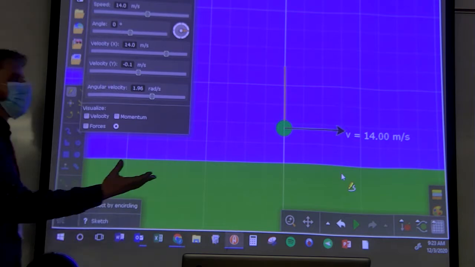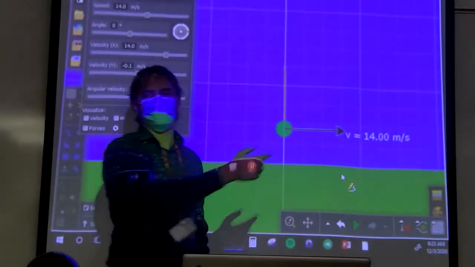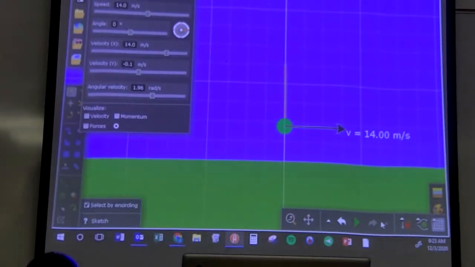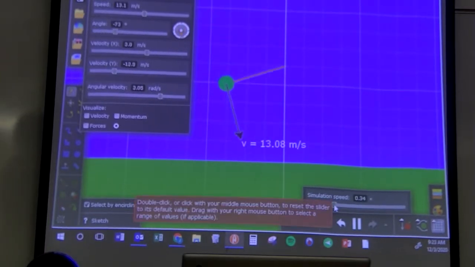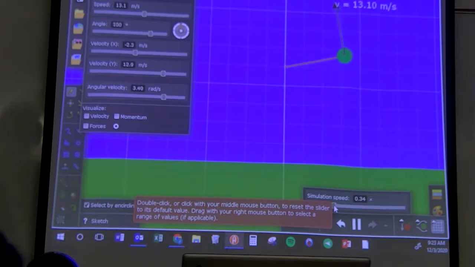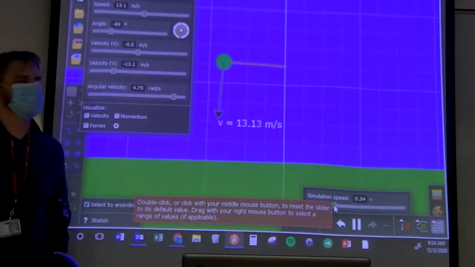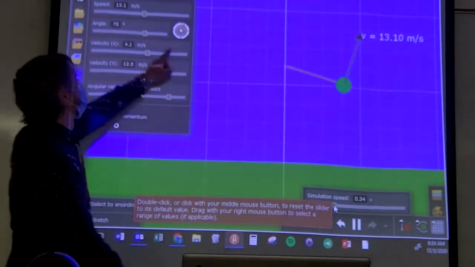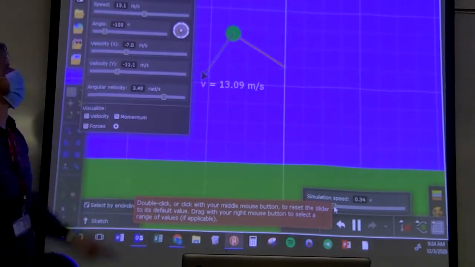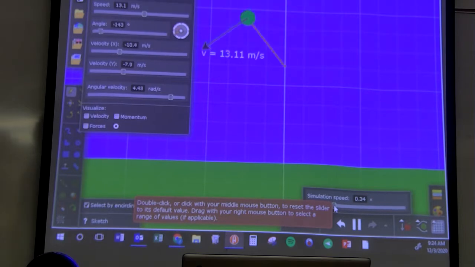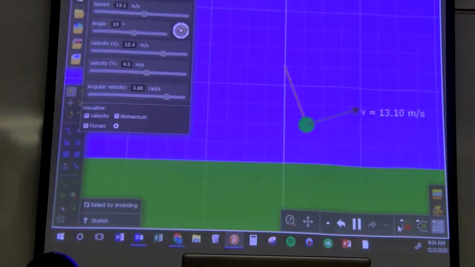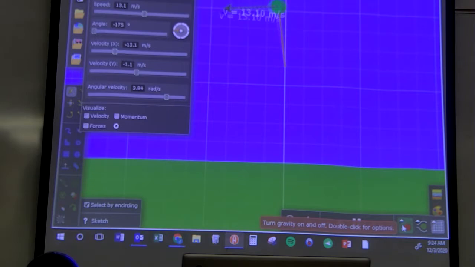So with this simulation, it's kind of neat because I can turn off gravity. So I've turned off gravity here. Pay no attention to that 14 meters per second because that goes away. But here I've got circular motion. This is uniform circular motion. There are limitations to the program, so the speed is kind of changing, but if I look up here, the speed is pretty much 13.1 meters per second the entire time. That's because this is uniform circular motion. There's no gravity.